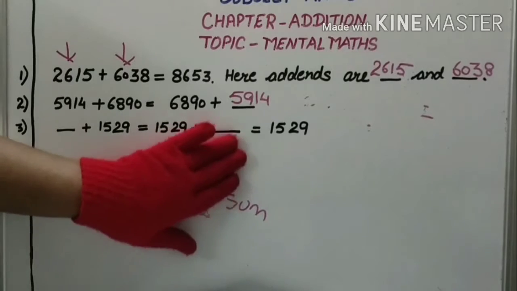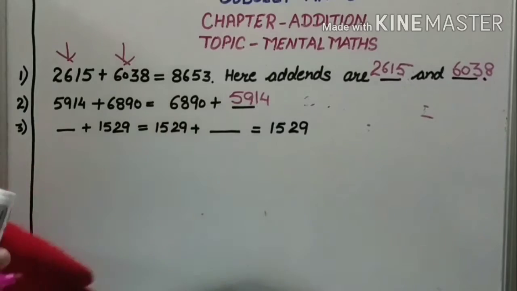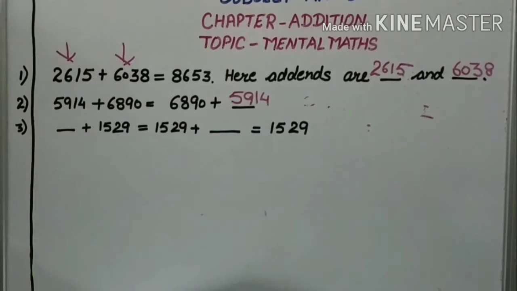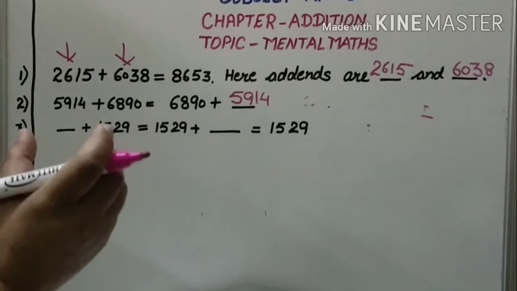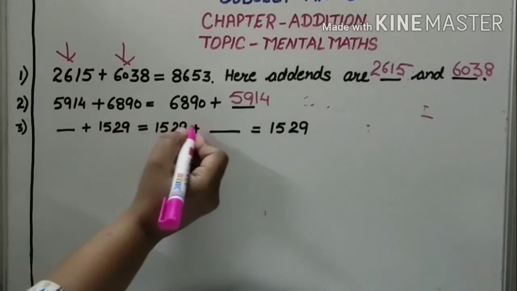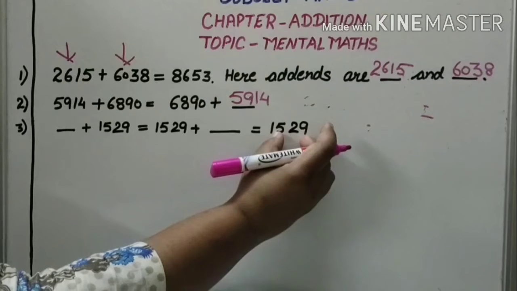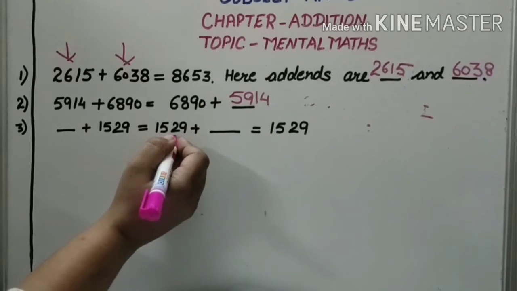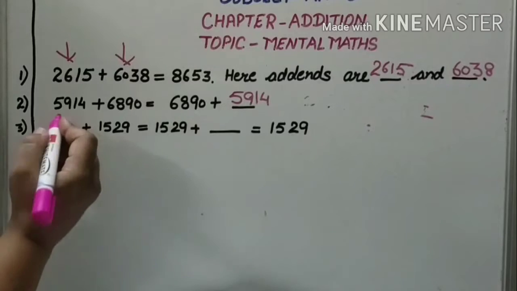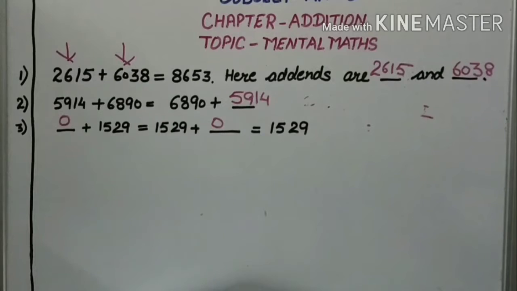Okay, children. Now our next question is fill-up plus 1529 is equal to 1529 plus fill-up is equal to 1529. Now children, this is the main thing. We have to see what we have to add so that we get equal sides and in the end the sum will be 1529, which is the same. They have given us the addend. So simple, children, we will not add anything. That means the answer will be 0 in both the fill-ups. Okay, children, I hope it is clear to you.